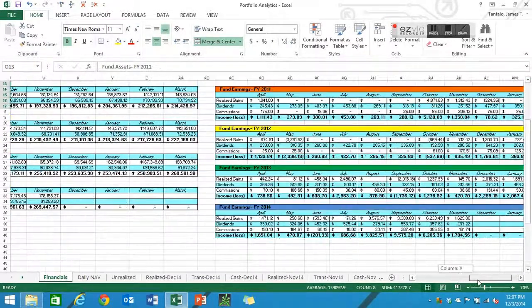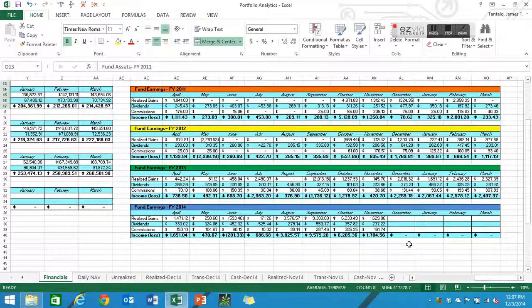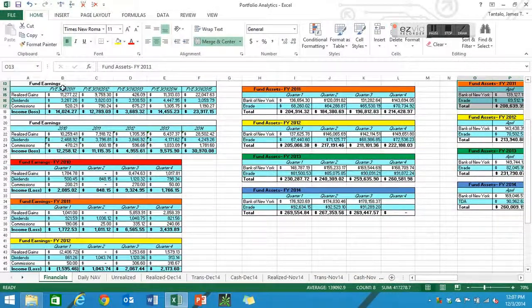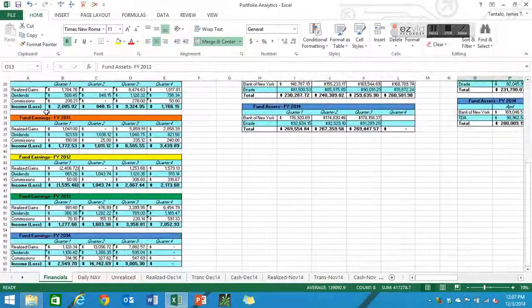Now over here, which I'll get into a little bit later, is realized gains, dividends, and commissions. Commissions we've already talked about. Remember, that's how our brokers make money. So we're tracking how much we spend each month to put on our trades. And then over here, as we keep moving, this just aggregates all of those things.